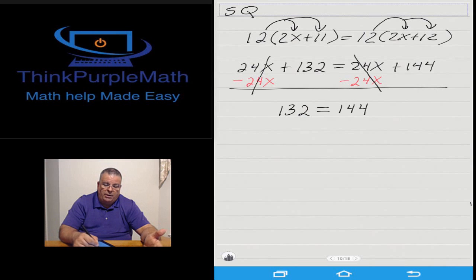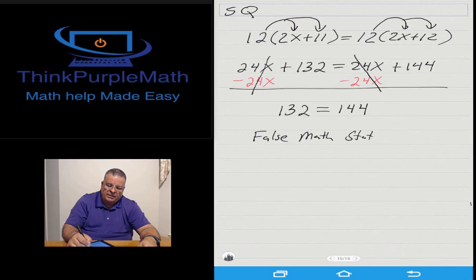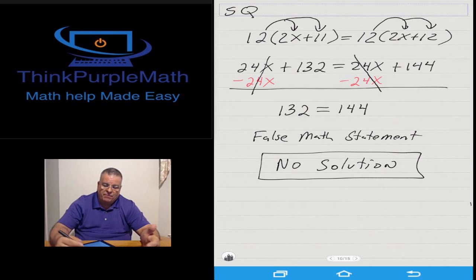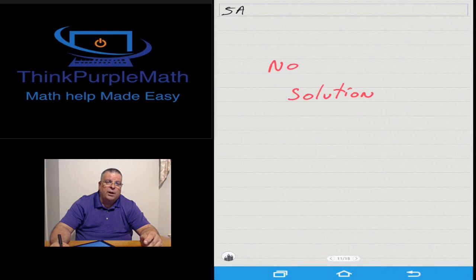And all I have is 132 is equal to 144. This is a false math statement, and it's obviously not true. Those two numbers do not equal one another. Anytime you solve an equation and you end up with a false statement, the only answer you can come up with is that there is no solution. There is no value of x that will make this equation true on both sides, left and right. So that is a no solution problem.